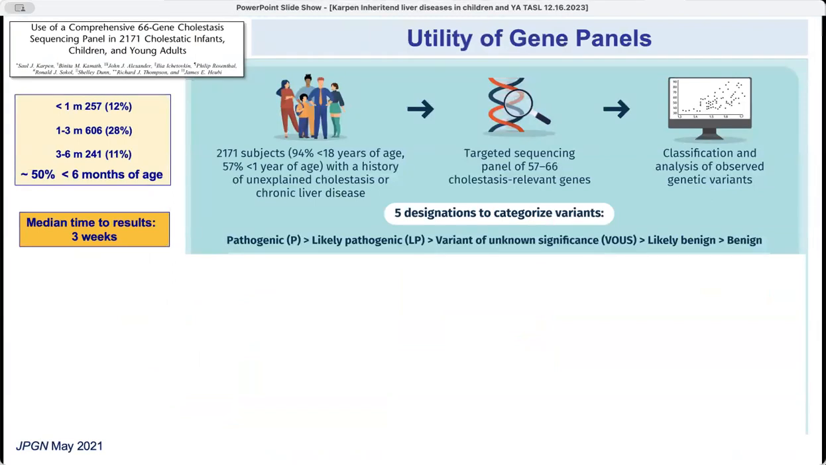So what about making diagnoses in the modern era? I said we're in the modern era. Well, here's a paper we published a couple of years ago of a gene panel that's readily available here in North America. You'll hear from Dr. Chen and her panel in Taiwan.